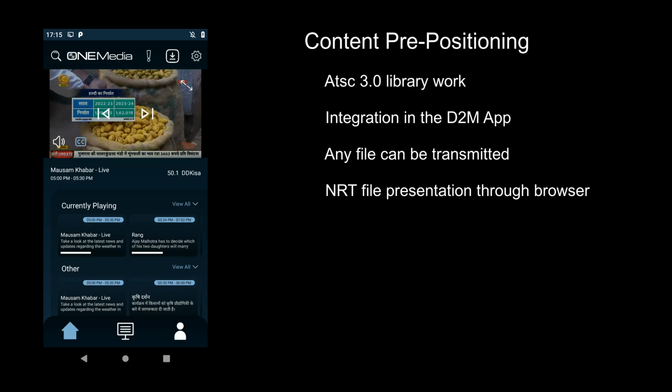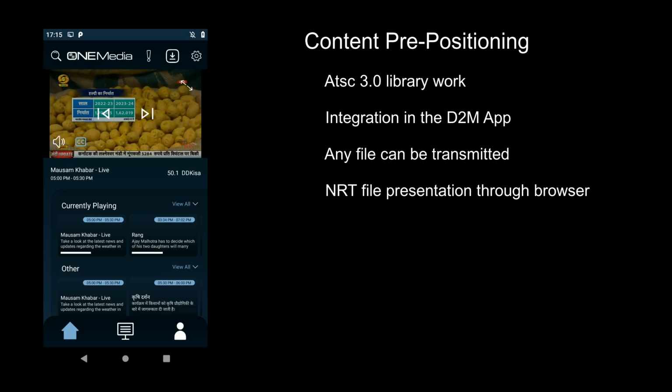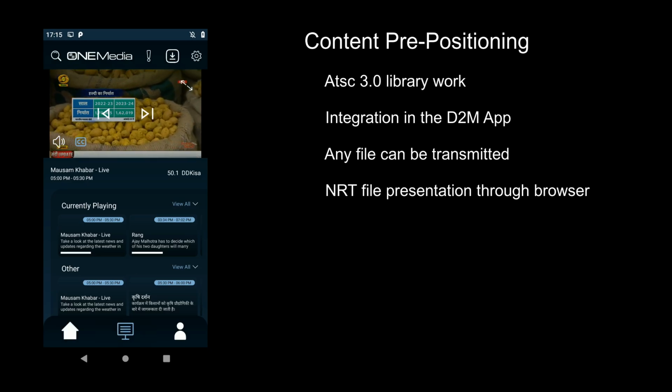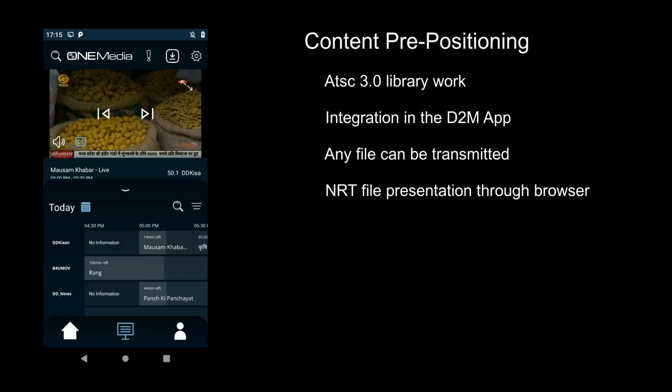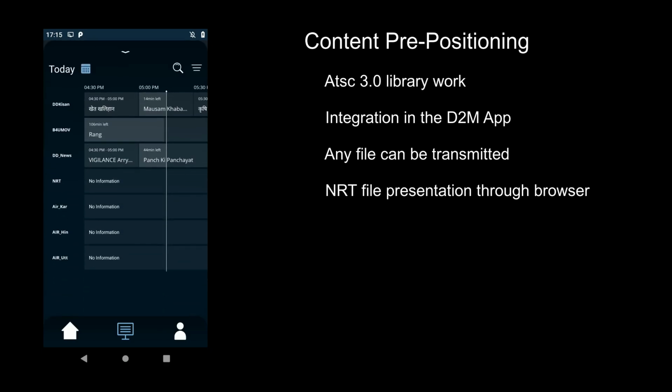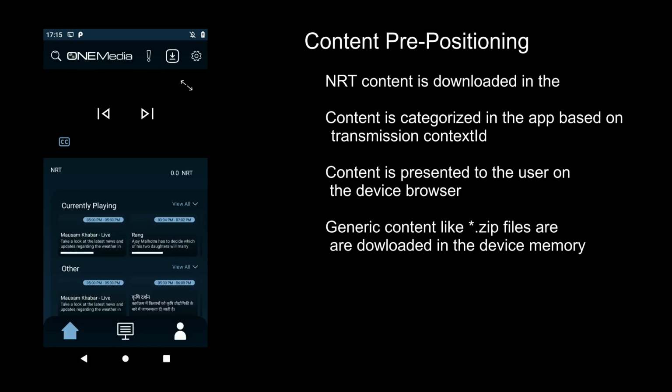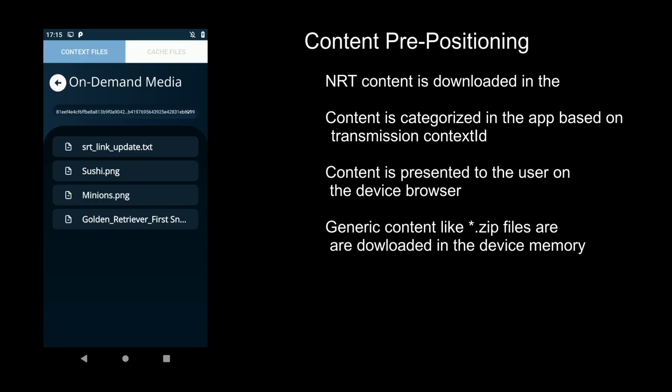The main utility of content pre-positioning is that any file can be transmitted. So we are capable of transmitting and receiving any file into the D2M application. The NRT files that are downloaded can be presented through the browser. In NRT, the content is downloaded in the background. Then the downloaded content is categorized in the app based on context ID. We have a download icon in the application which represents the NRT downloaded content. Content is presented to the user on the device browser.